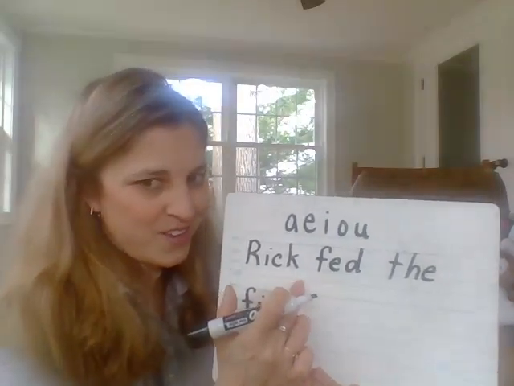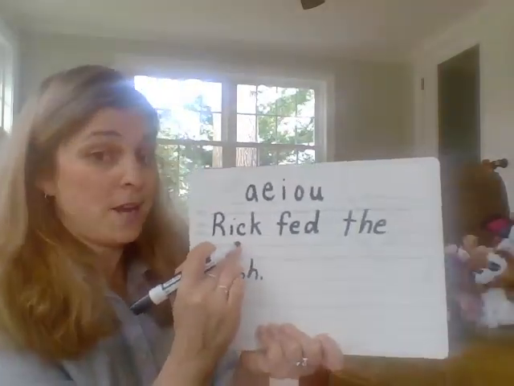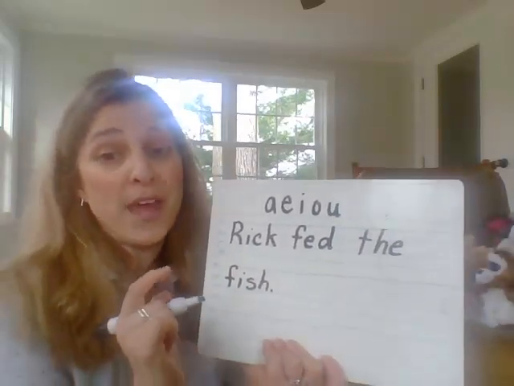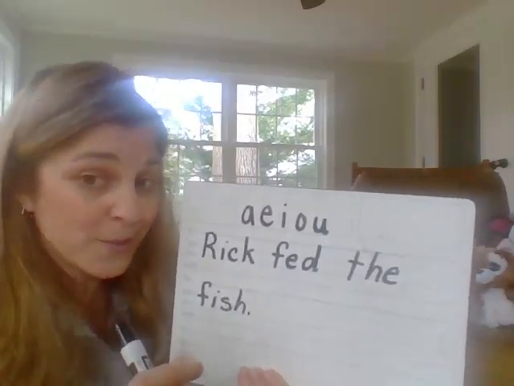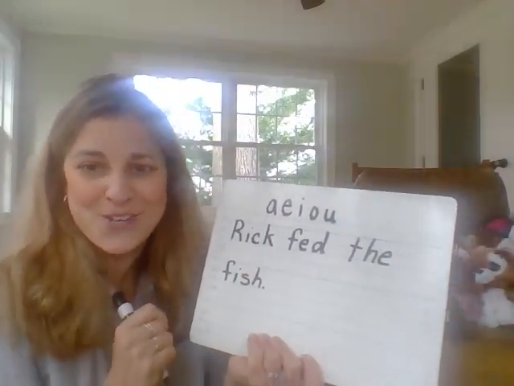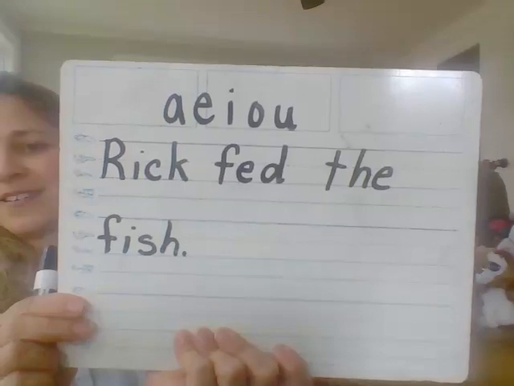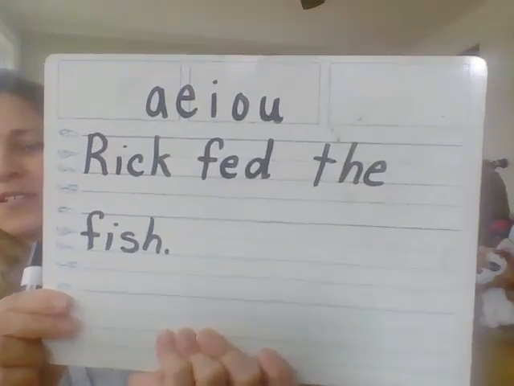Remember that CK at the end of the word followed by the short vowel, okay? Not just a C, not just a K, it's CK together. And our picture cue that helps us remember it is CK sock. Okay, you say that. CK sock. Good job. Rick fed the fish. Good job. Copy it if it doesn't look exactly.